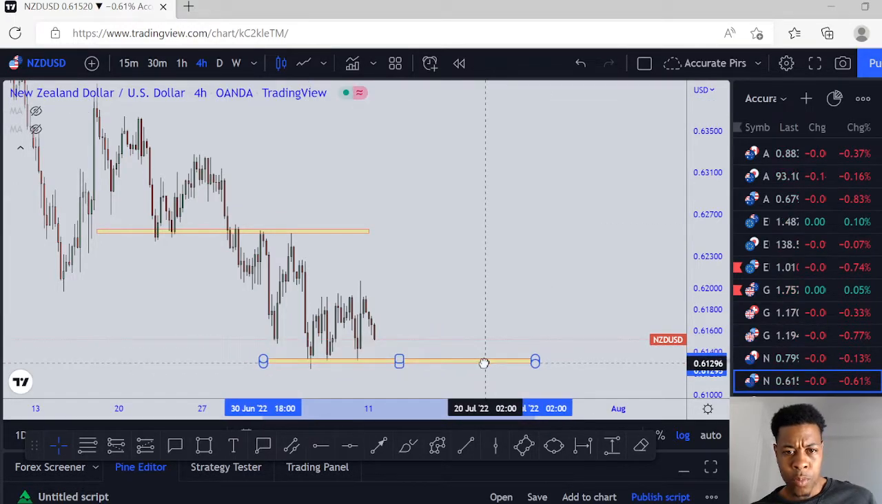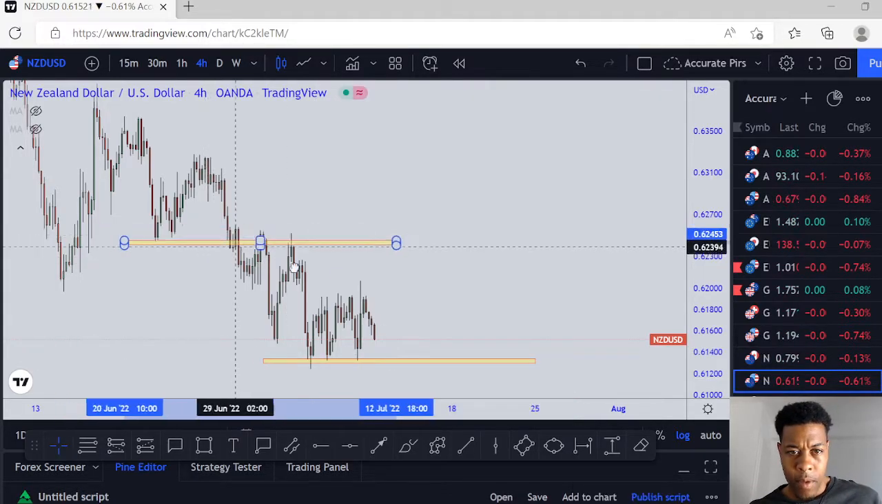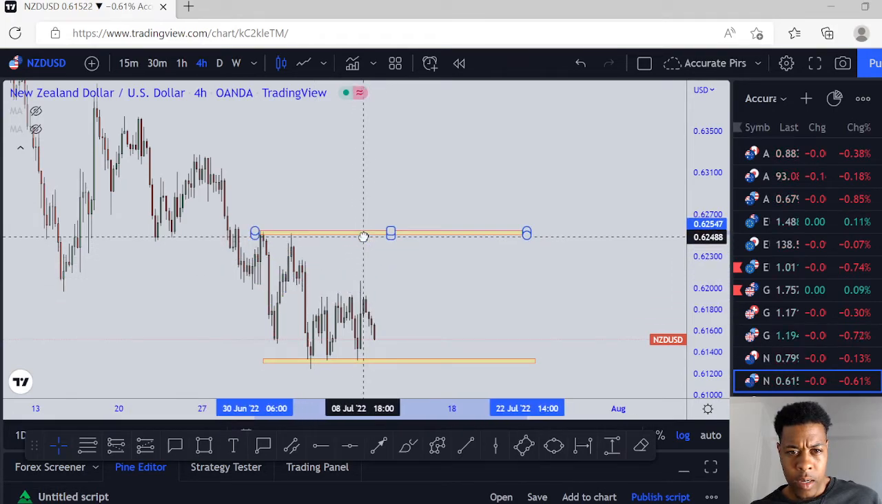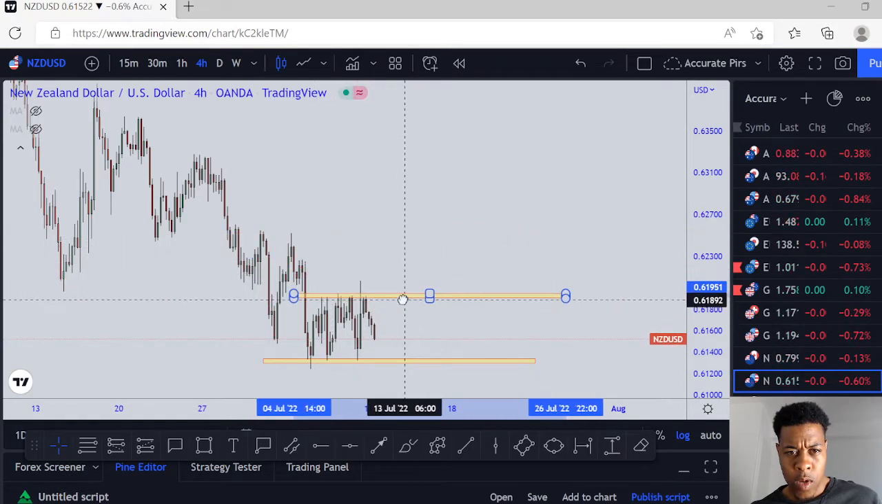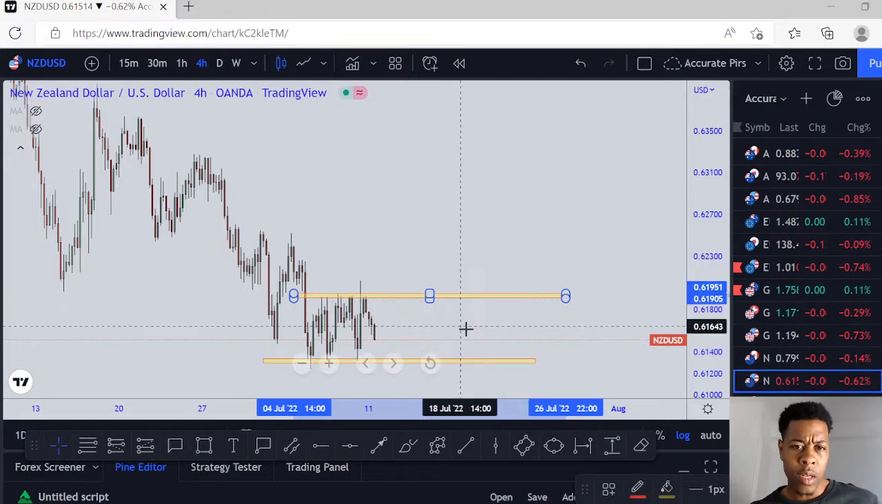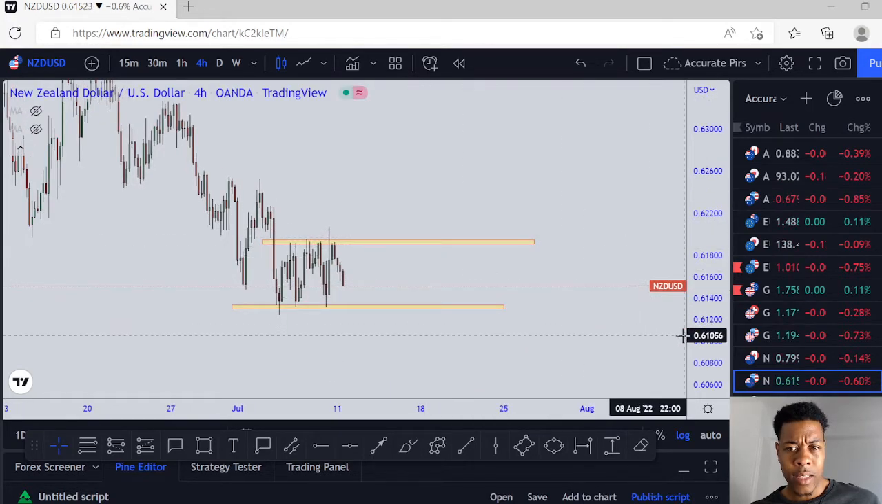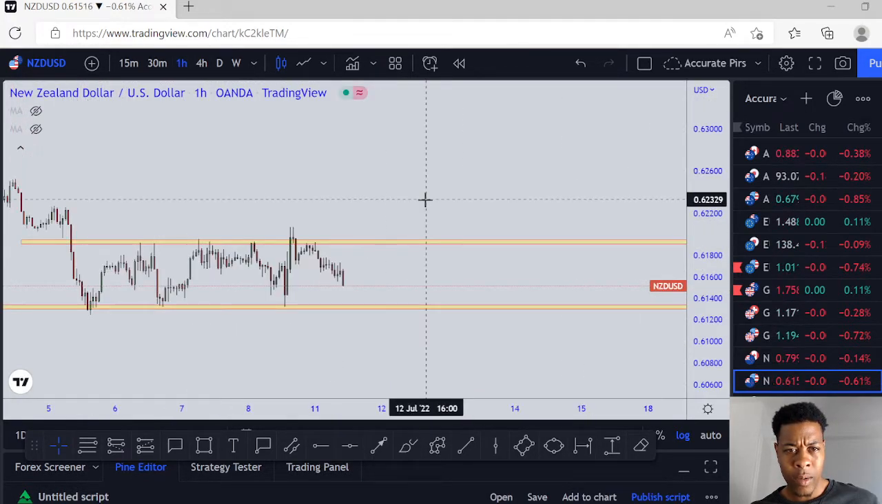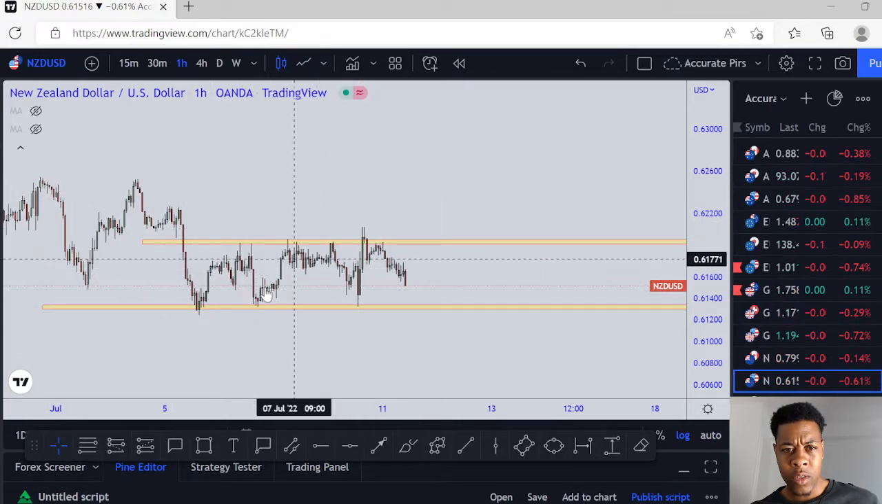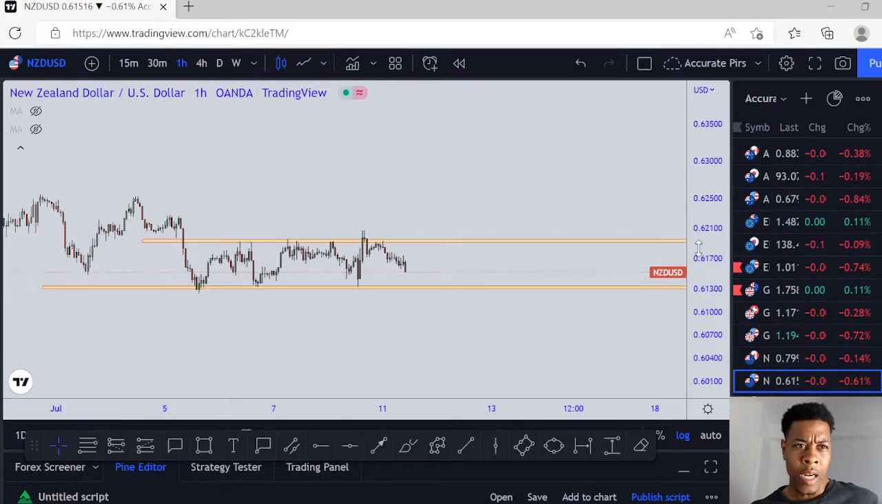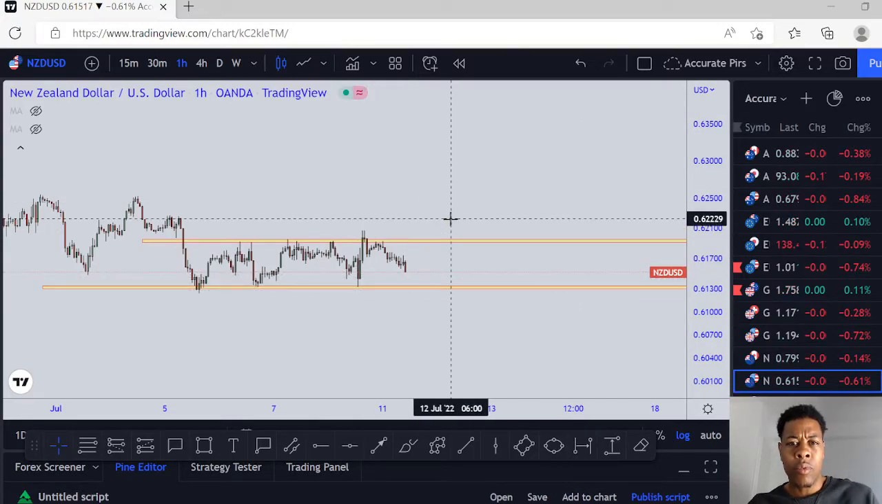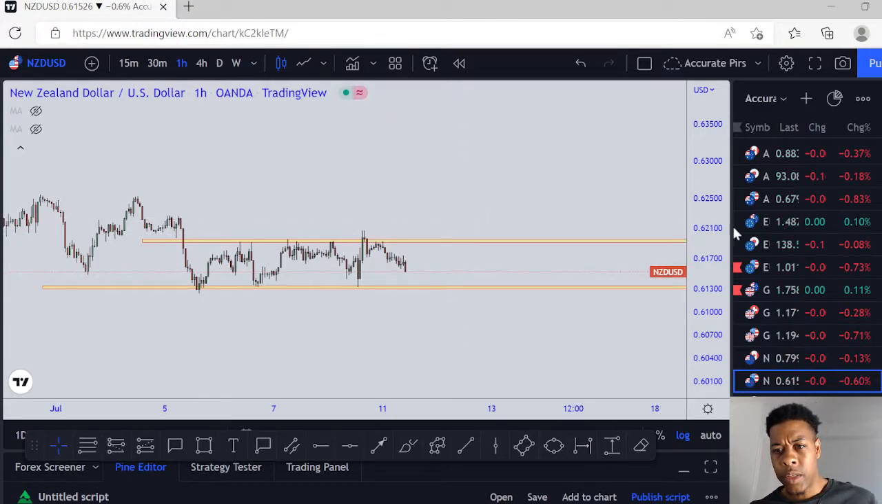So we've got a new support level on NZD USD at 0.612. Then this level here at 0.61 is going to be our new resistance level. So let's look at it on a 1 hour. You can see price has gone into a consolidation range right now. So what I would do is wait for a breakout either to the upside or the downside. This will be a nice trade to look out for this week.